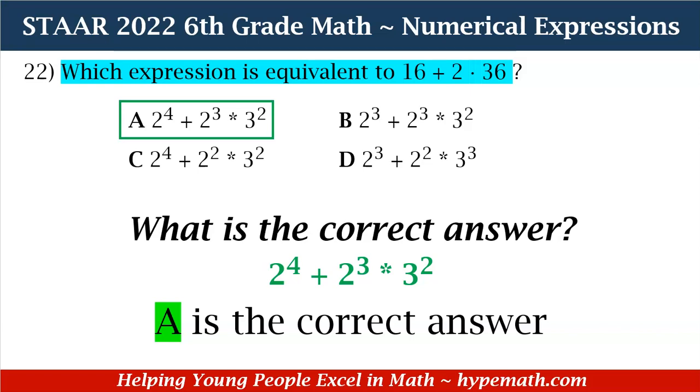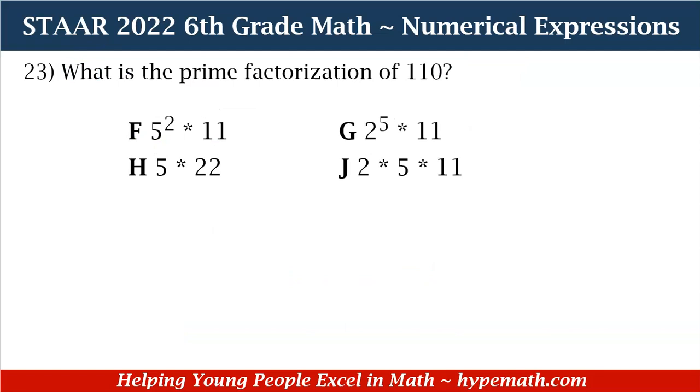Good job, 6th graders. Let's move to question number 23. What is the prime factorization of 110? Is it F, 5 squared times 11? I was about to say 5 to the 2nd power. 5 squared times 11? Or is it G, 2 to the 5th power times 11? Is it H, 5 times 22? Or J, 2 times 5 times 11?